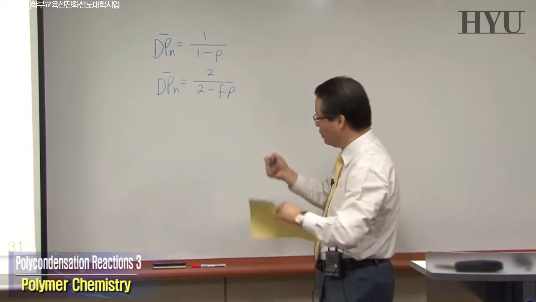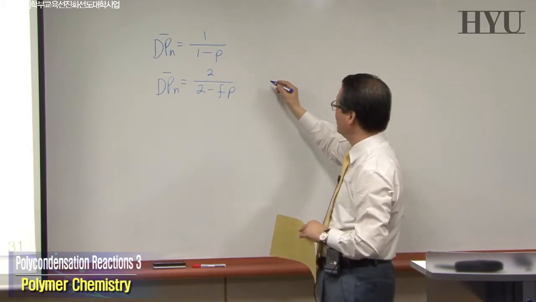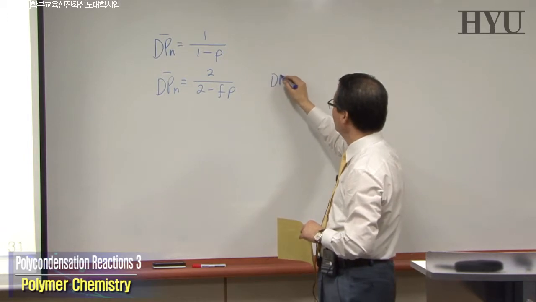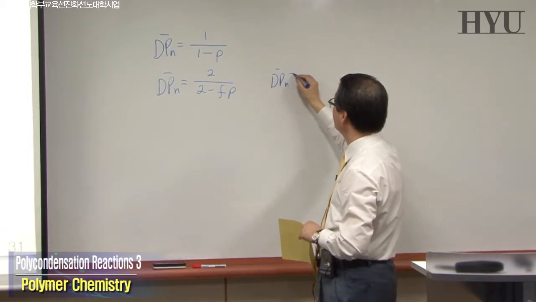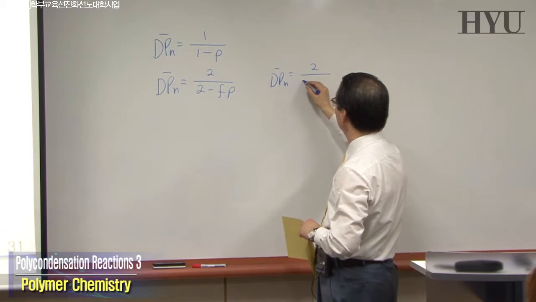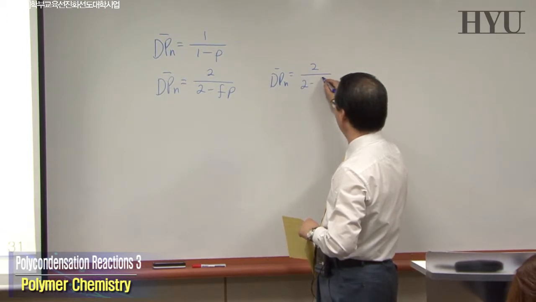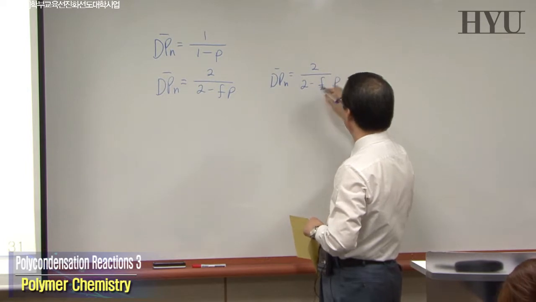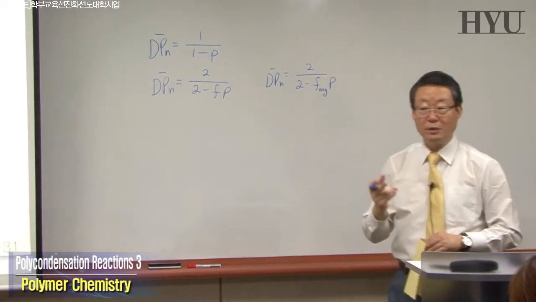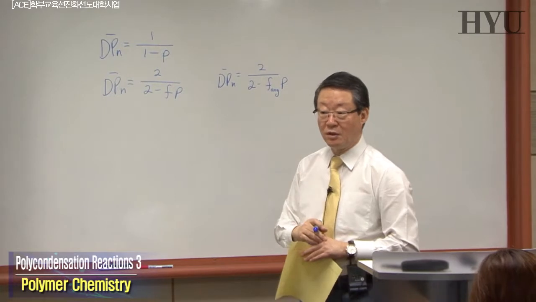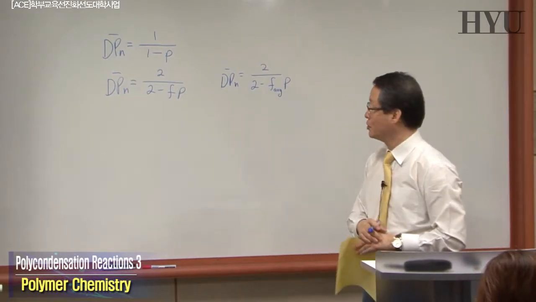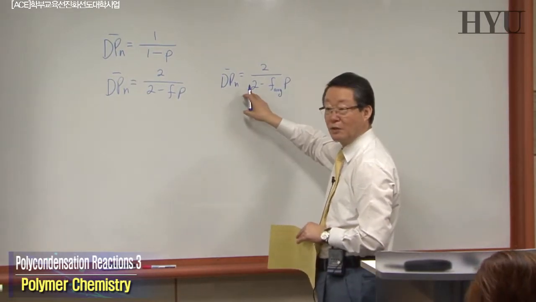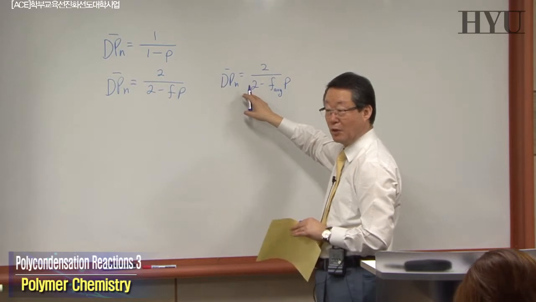But we can modify this equation here, where DPn is equal to 2 over 2 minus pf, where f could be the average functional group. If you have a large number of functional groups in here, I think we will talk about it in terms of the network polymers.